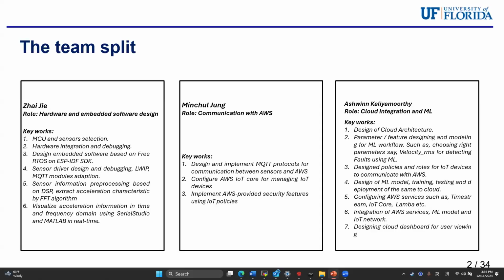Next. This is the team split. Jaije is responsible for hardware and embedded software design. So he did hardware selection and design embedded software based on the ESP IDF. Mincher Zhang is in charge of communication with AWS. I designed and implemented MQTT protocols. And lastly, Ashwin did cloud integration and machine learning. He did design of cloud architecture and deployed the machine learning.